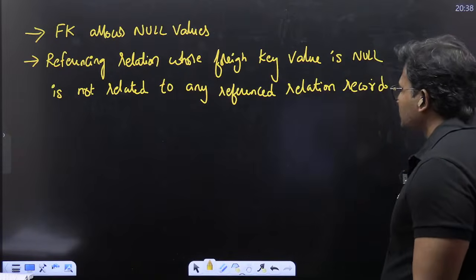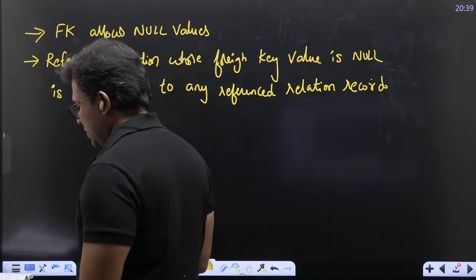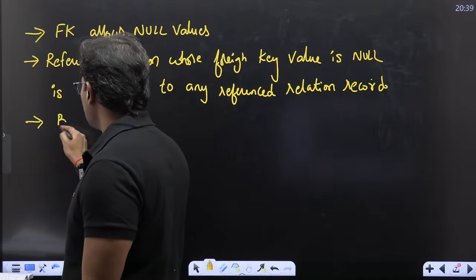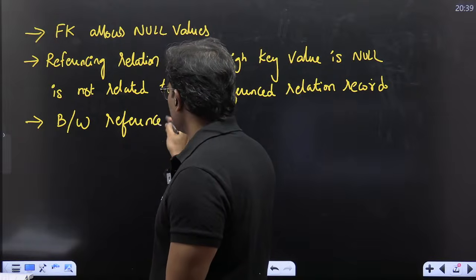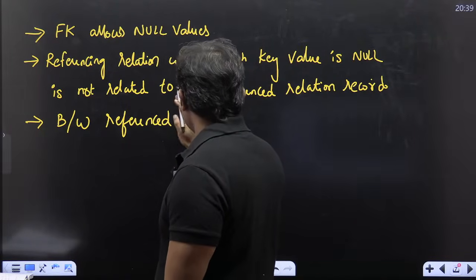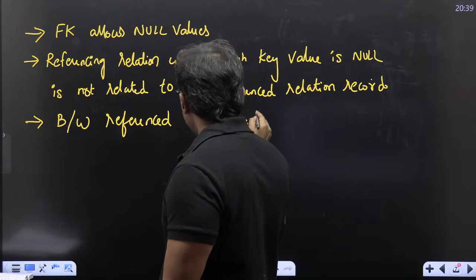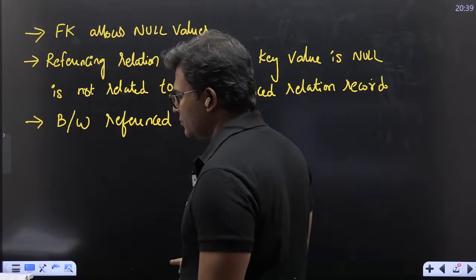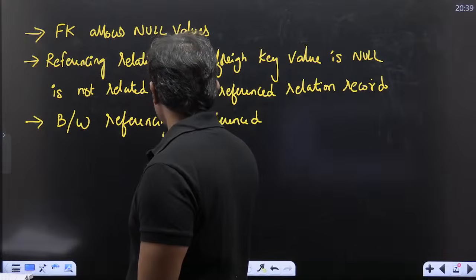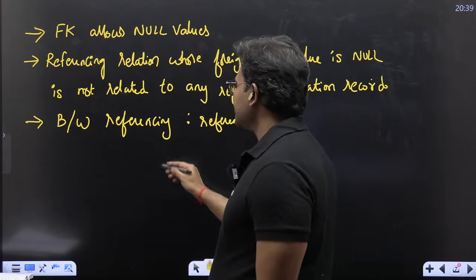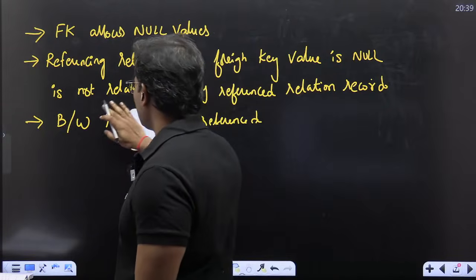These points are clear now, right? Now what is the relation between them? Between referencing and referenced, the mapping is many to one. Okay, so don't worry about this mapping. I don't want to confuse you now.